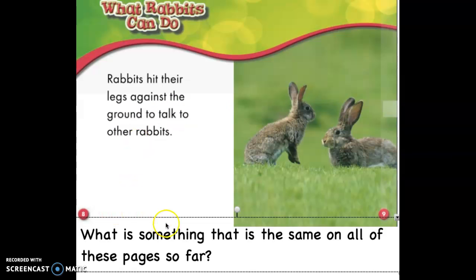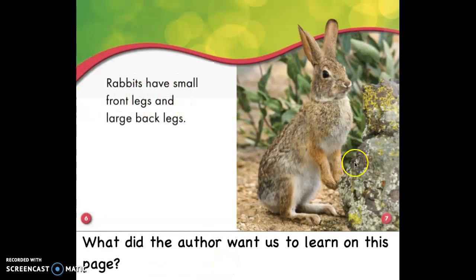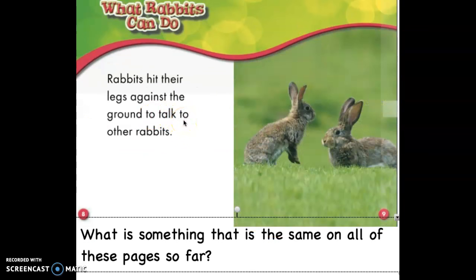So now, what is something that is the same on all of these pages so far? On the last page, we learned about a rabbit's legs. And on this page, the author who wrote the book and wrote the words is still talking about their legs, but it's a little bit different because now he's telling us a new fact about a rabbit's legs. When they hit their legs against the ground, they can talk to their rabbit friends. Wow, that's so interesting.